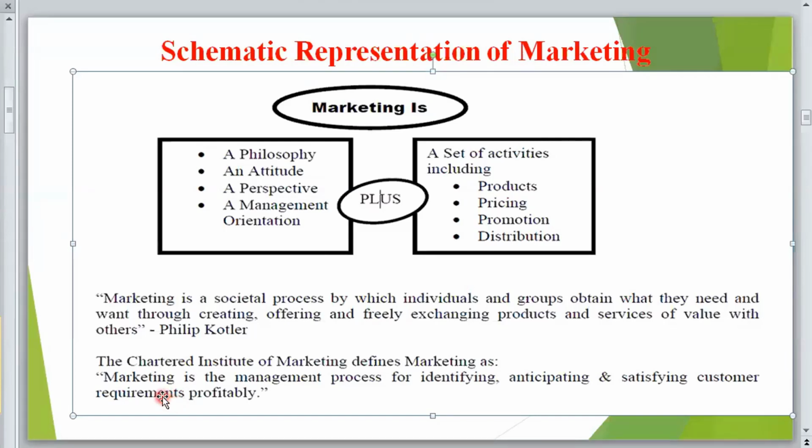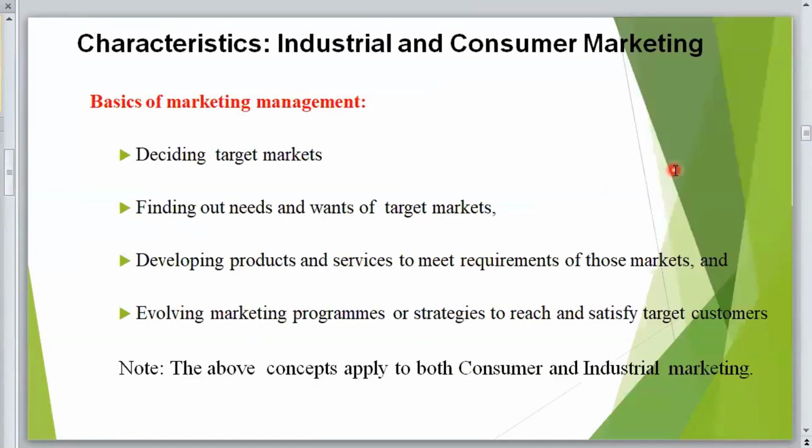In the consumer market, marketers identify individual requirements. In business marketing, marketers identify the organization's requirements or organizational needs. So these are some of the characteristics of both markets.